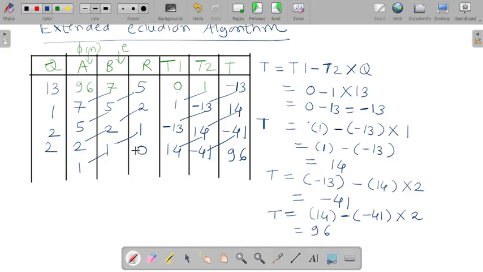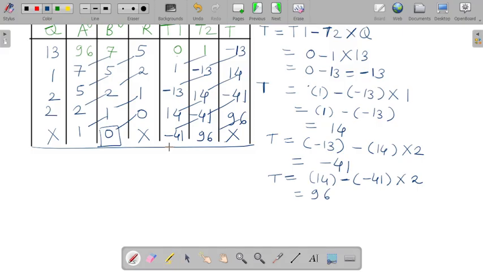Again we are shifting: 1, then 0, then here it is minus 41 and here it is 96. So we will stop here because we got the value 0, and after that we will not perform this step again. So here we got the value of our private key.